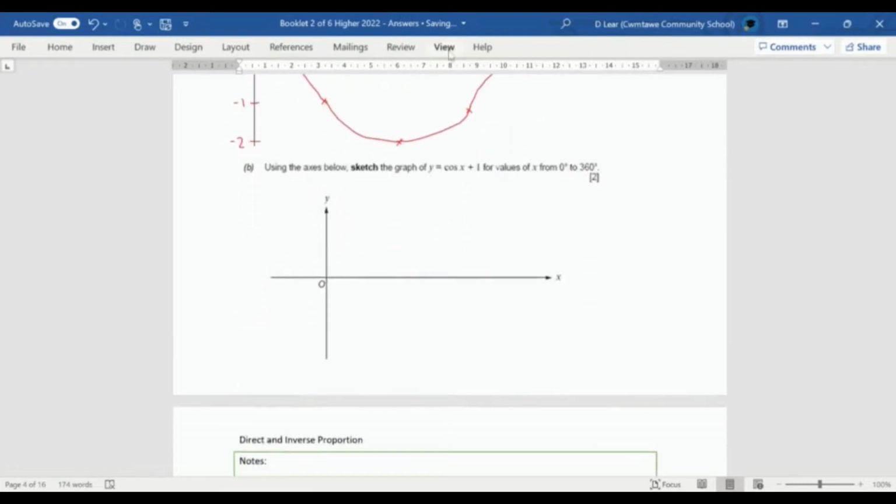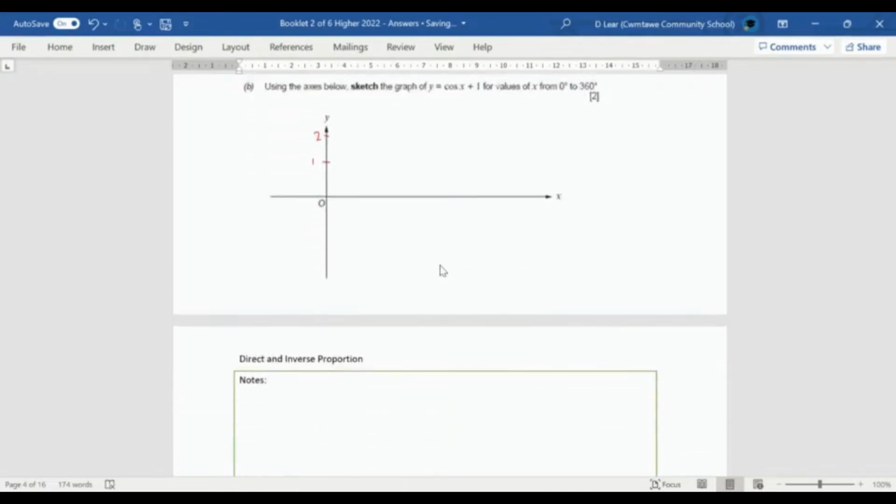And add 1. Exactly the same but the other direction. So what was 1 would become 2, what was 0 would become 1, and so on. So it kind of starts up here and does the same thing. Don't worry about that. Just be aware of it, just in case.